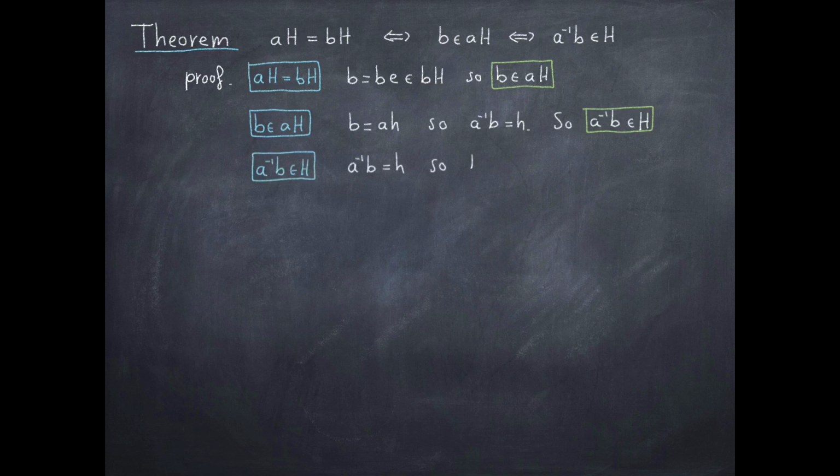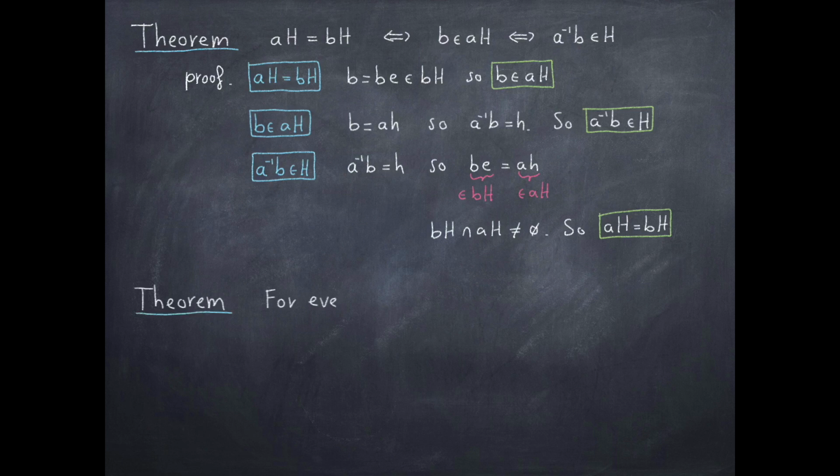For the final implication, assume that A inverse B is in the subgroup H. This means that there is an element little h in H, such that A inverse B is equal to little h, or rewriting that, B times e is equal to A times h. So that means that we found an element that's both in the coset BH and in the coset AH. But we know that if two cosets intersect, then they must actually be equal. In other words, the cosets AH and BH must be the same.